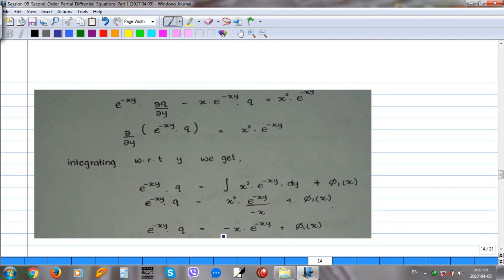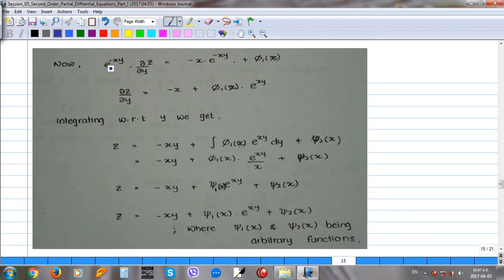So now you know that q is equal to ∂z/∂y, right? So by substituting ∂z/∂y for this q, we can simplify this equation further. Then here, e to the power minus xy times ∂z/∂y equals minus x times e to the power xy plus phi 1(x), right? So then we can integrate this again. Before that, we can divide the whole equation by e to the power minus xy.